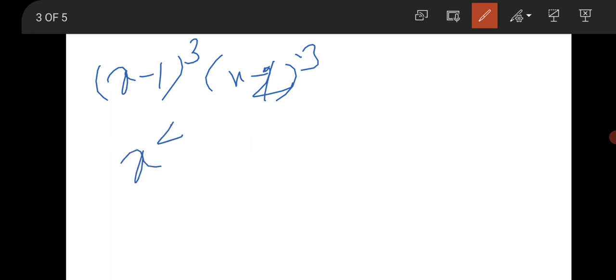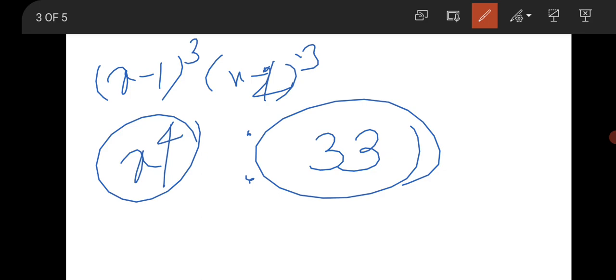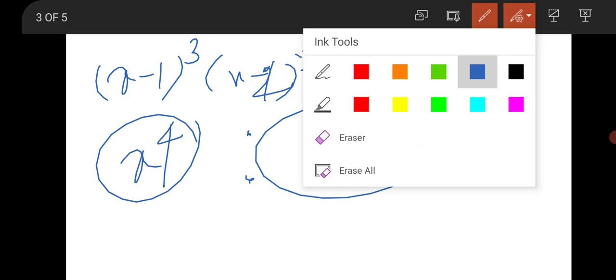Then there is a question from mathematics. What is the coefficient of x to the power 4 in (x minus 1) to the power 3 times (x minus 2) to the power 3? The answer will be 33. This is basically (a minus b) whole cube that you have to use, and then the multiplication is there.